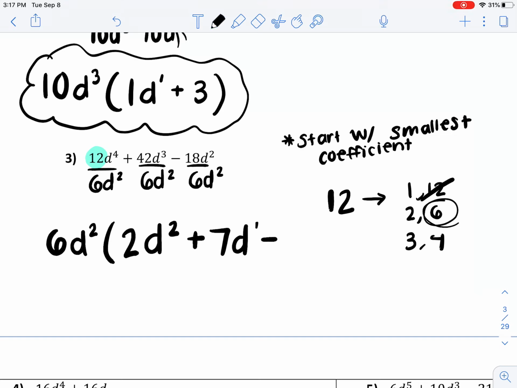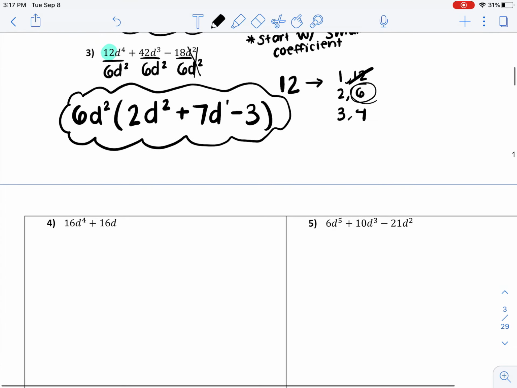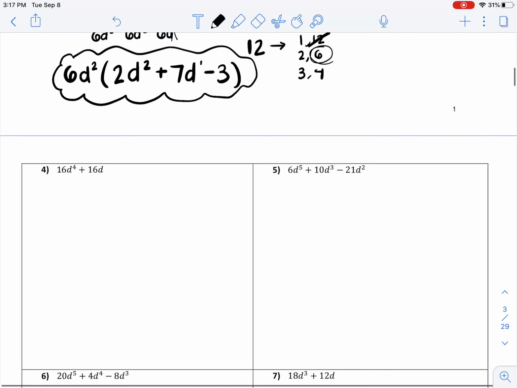18 divided by 6 is 3. And same thing like the last question, the d squareds are the exact same match, so those cancel. And since we already have a 3 here, we don't have to put the 1 for the placeholder. So that's our answer. So now we are going to the next page. We've got 6 questions here.